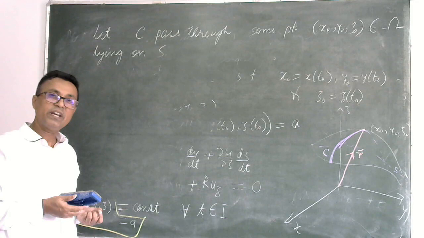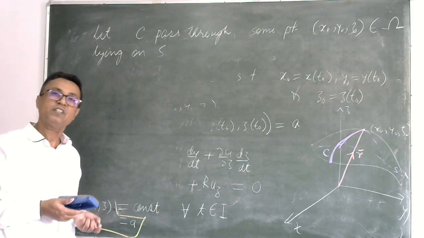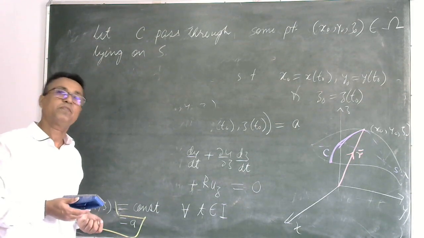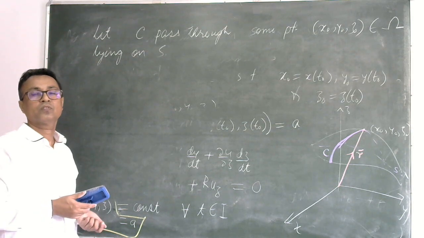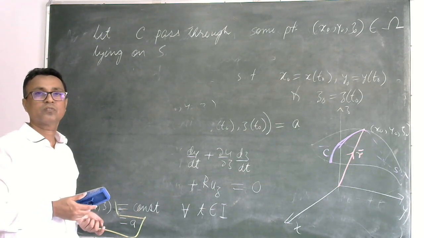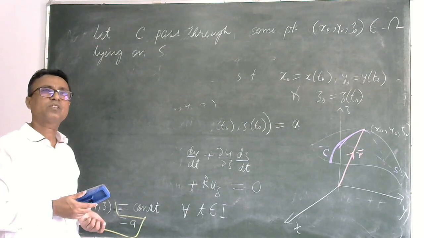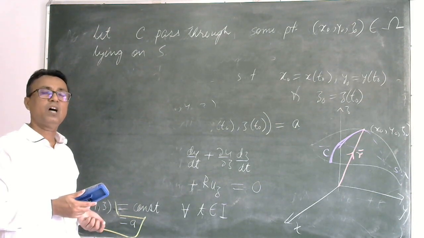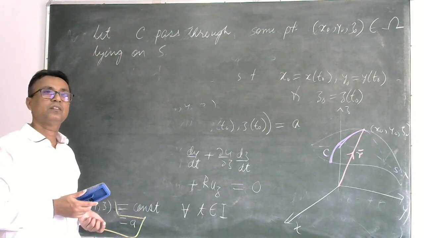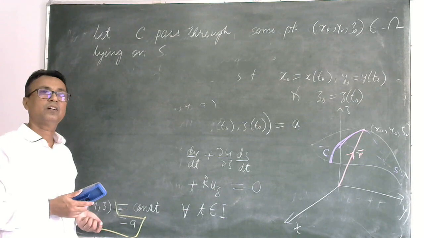And of course, when I am considering this as an integral surface, again this was corresponding to that vector field v. Then dU/dt, that is u_x dx/dt plus u_y dy/dt plus u_z dz/dt, equals 0.